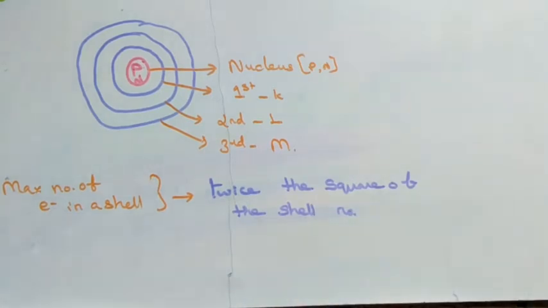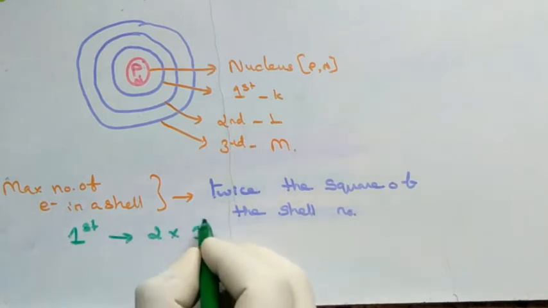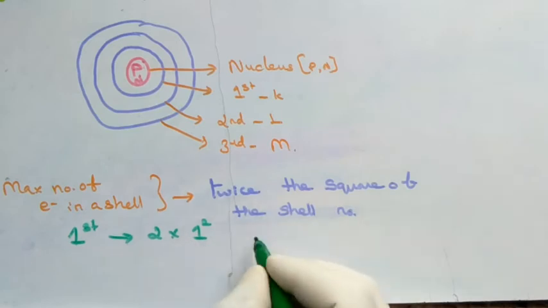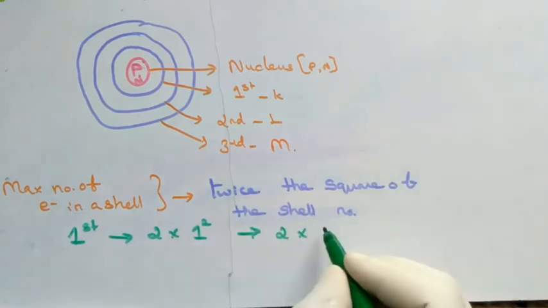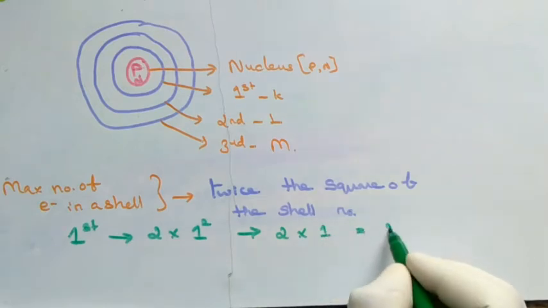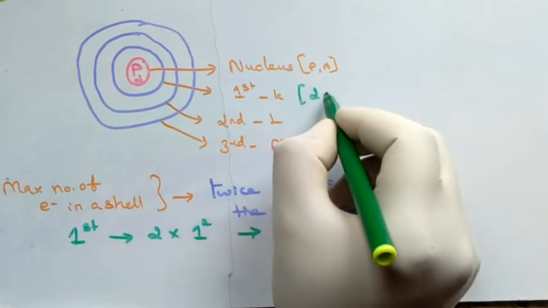Let's see with an example. First we are going to calculate the maximum number of electrons in the first shell. So we take twice the square of the shell number, that is 1 square. 1 square is equal to 1 only. So 2 ones are 2. So in the first shell a maximum of 2 electrons can occupy.